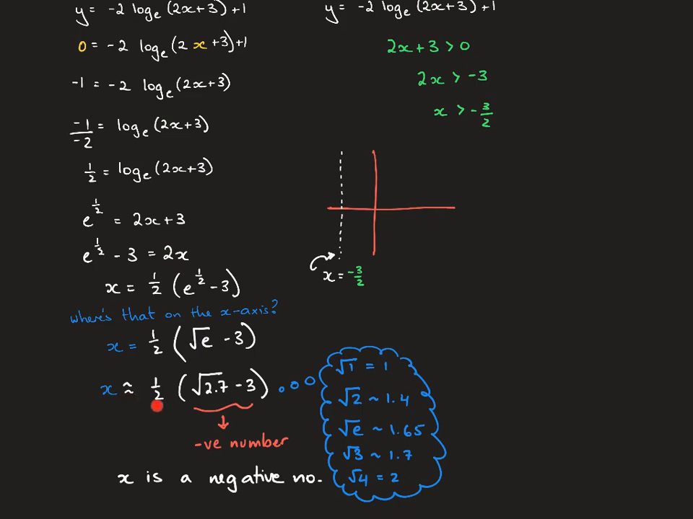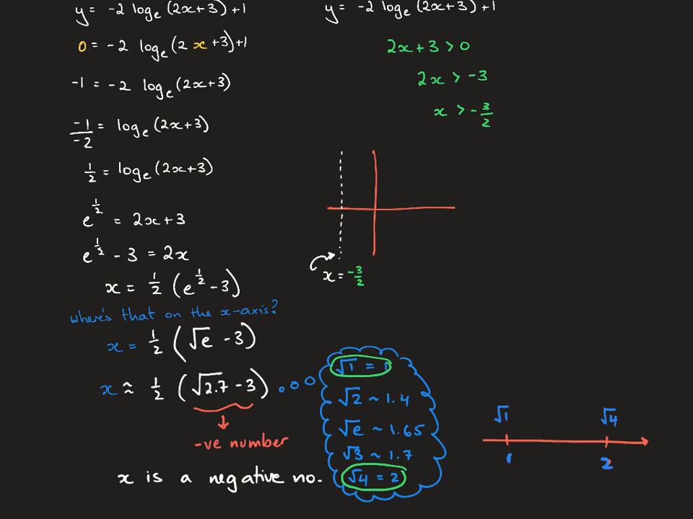So we're going to say x is approximately a half times the square root of, now e is 2.7. So we need to figure out, is the square root of 2.7 minus 3 a negative number or not? So what we do is we look at the perfect squares either side of 2.7. So we know the square root of 1 is 1. We also know, these are our perfect squares, the square root of 1 is 1 and the square root of 4 is 2. So the square root of 2 will be somewhere in between those two numbers.